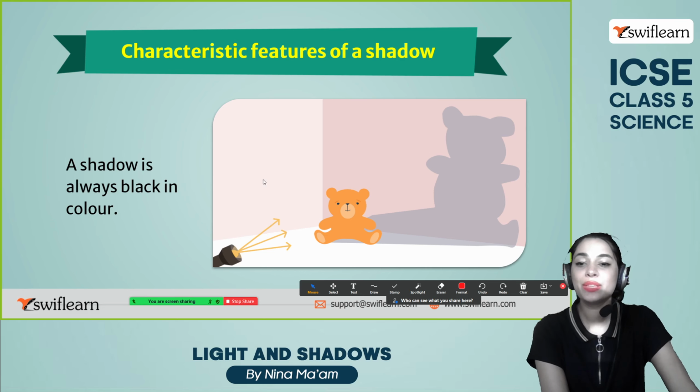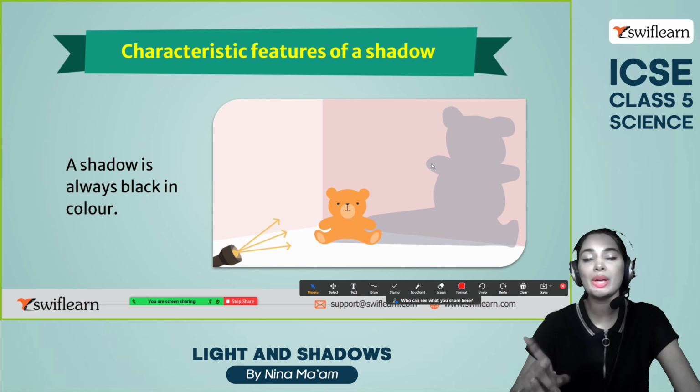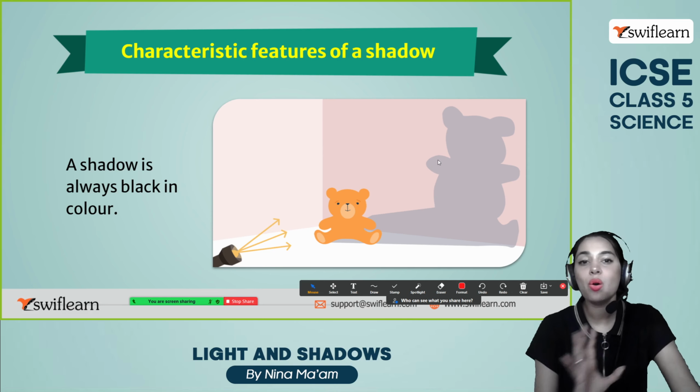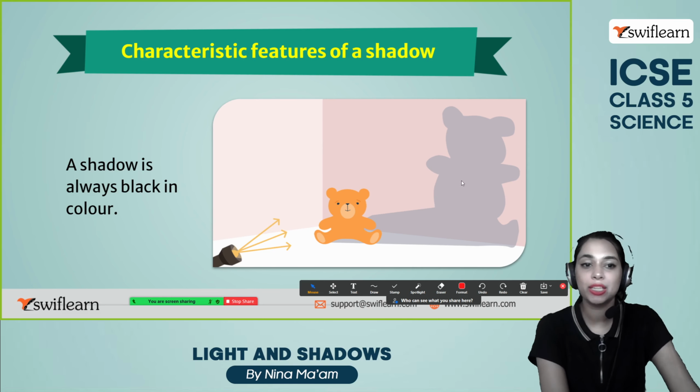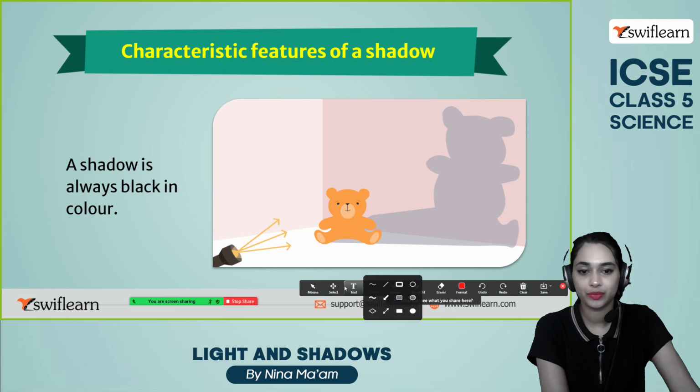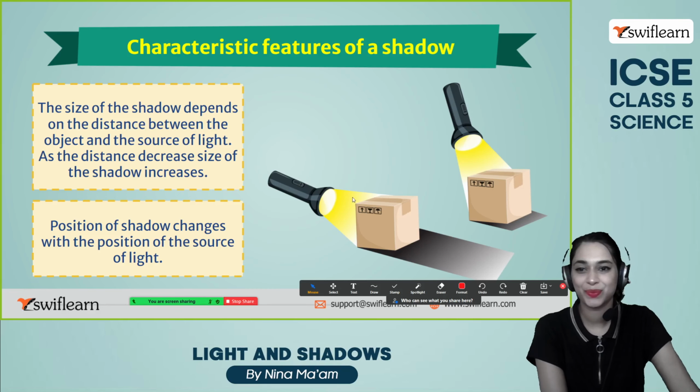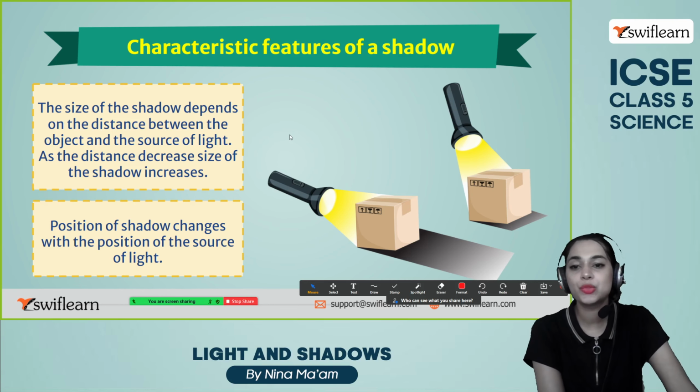A shadow is always black in color. So you saw a lot of shadows over here and all the shadows were dark in color. Here also the shadow is dark in color. So that is constant.